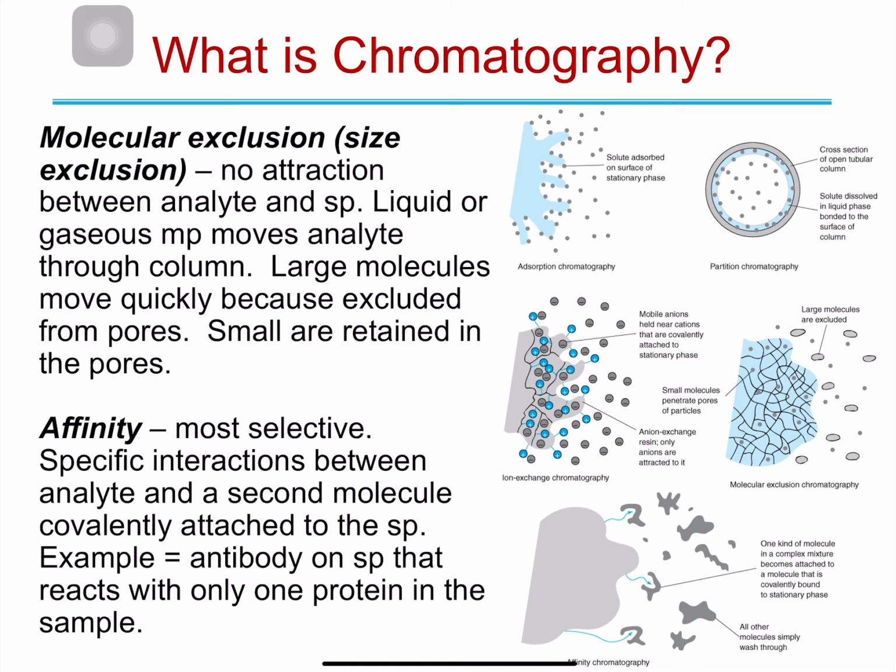So you can have an antibody that is specific for a certain antigen, and then this antibody is fixed on the surface of a solid, the stationary phase. Then if your sample has the antigen, it will interact specifically with that antibody, and this is the only thing that will be retained. Anything else will be eluted quickly. So these are the five different main principles of chromatography and the different types of columns or stationary phase that we can use.